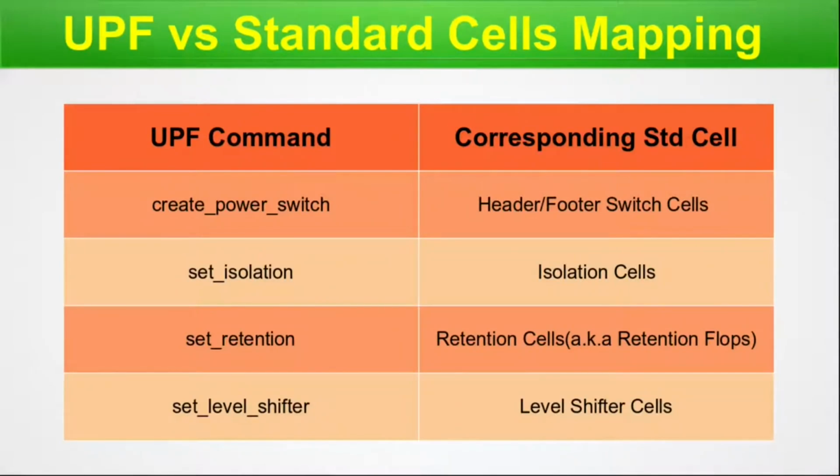So here we have, let me bring my mouse pointer, the UPF command create power switch. Corresponding cells are header or footer switch cells. These are picked up from your standard cell library. Now, the next command is set isolation. This command picks up isolation cells from your standard cell library. These commands are used in your UPF deck and these are coming into your actual design to implement these commands.